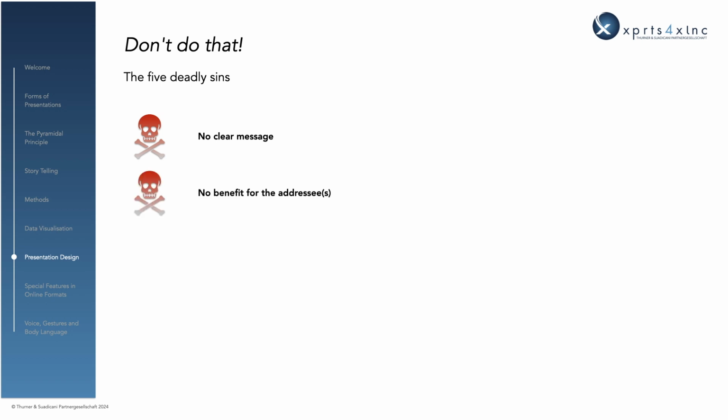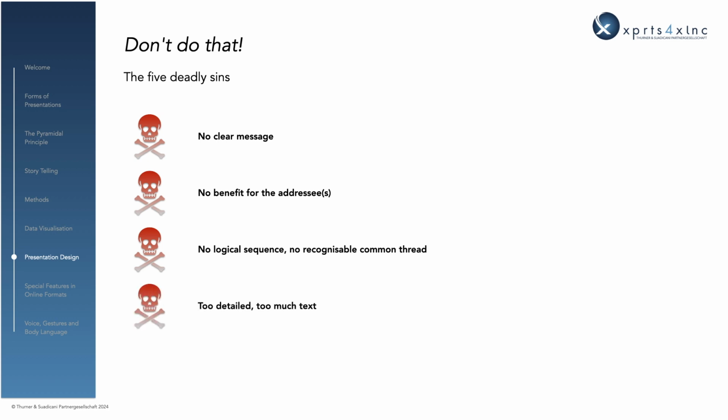Now let's talk about things that you should avoid. The 5 deadly sins are: no clear message, no benefit for the addressees, no logical sequence, no recognizable common thread, too detailed, too much text, too long.